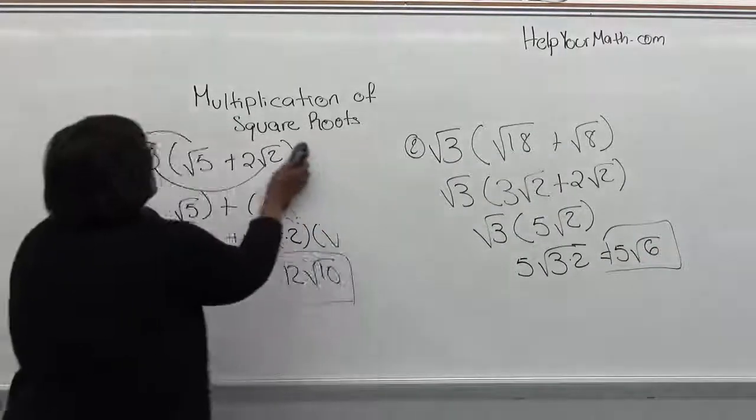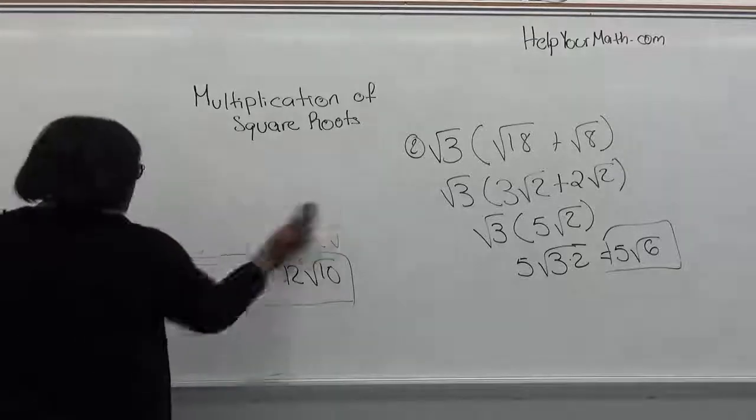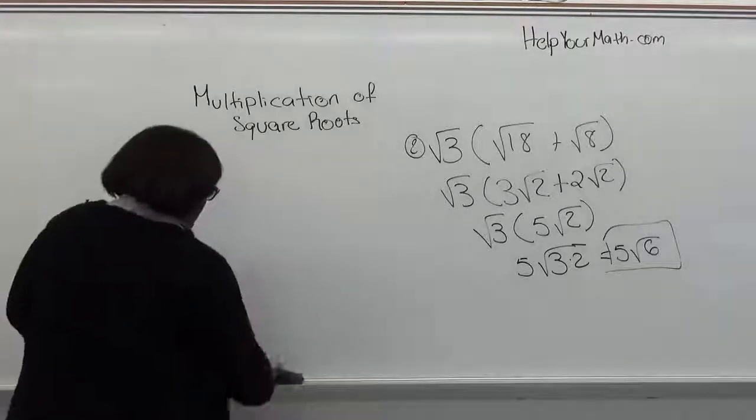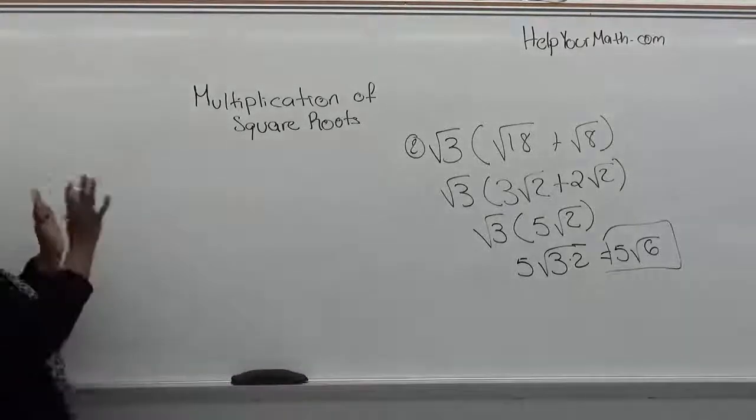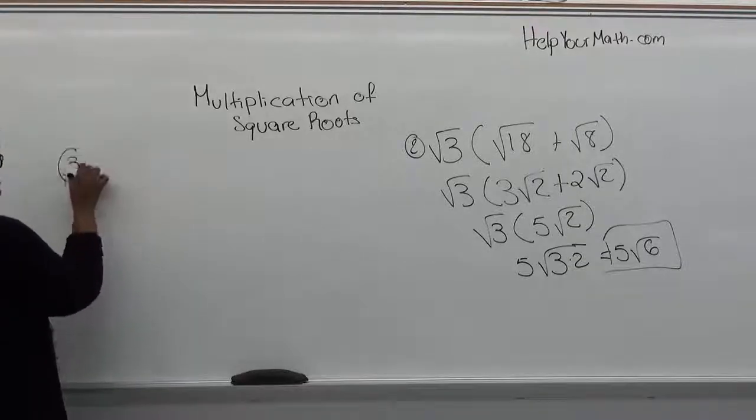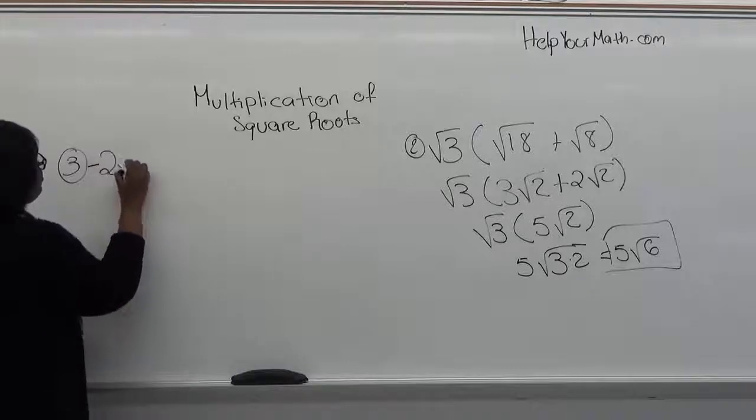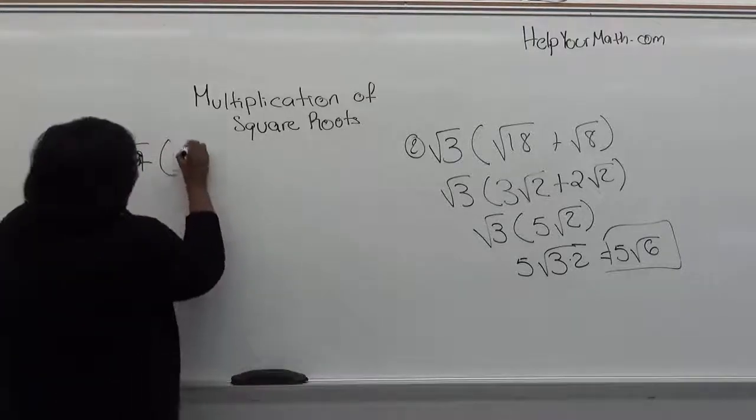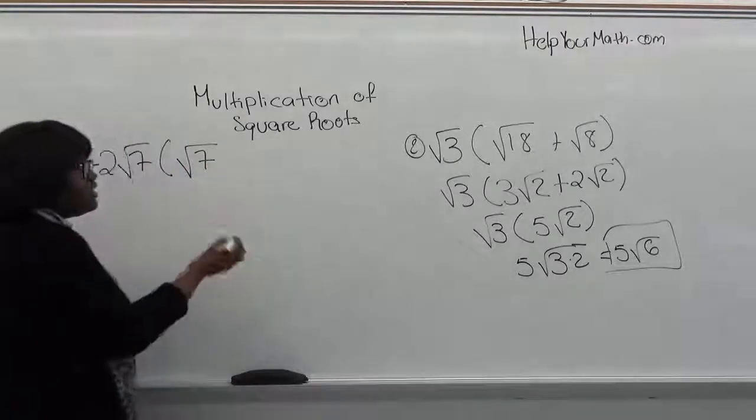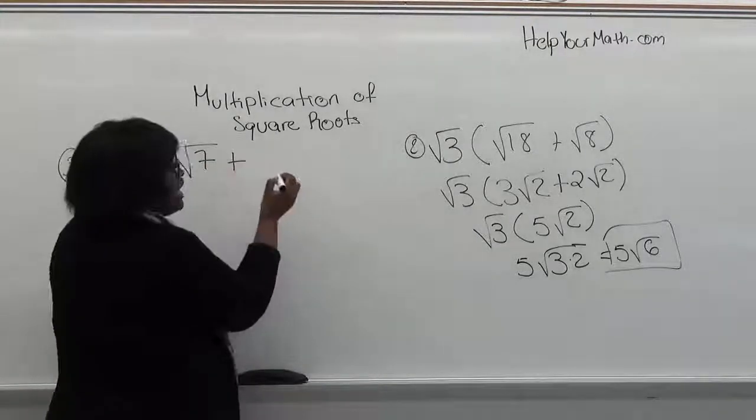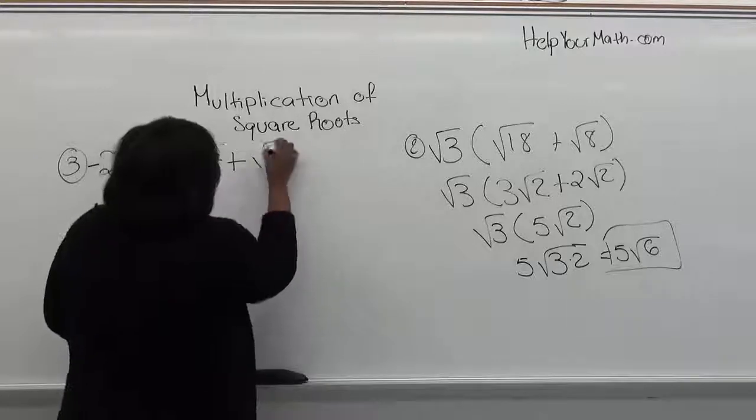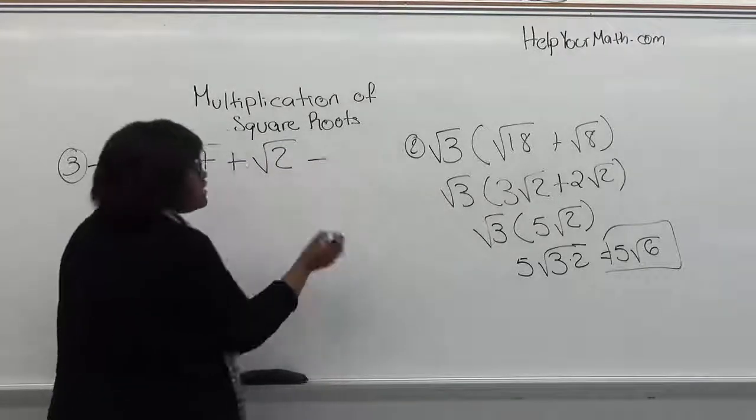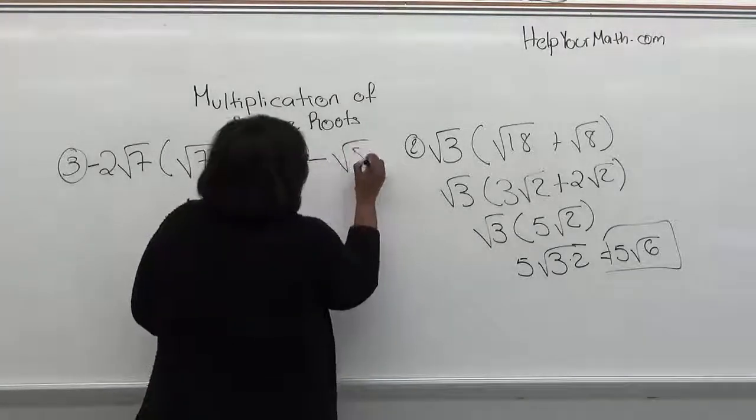Now, for our example number 3, we're going to take it up an even higher notch. We're going to have negative 2 radical 7 times (radical 7 plus radical 2 minus radical 8).